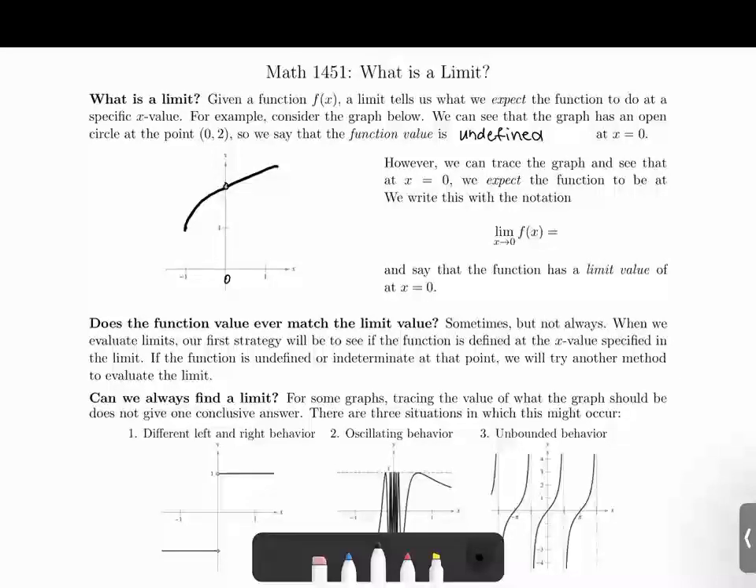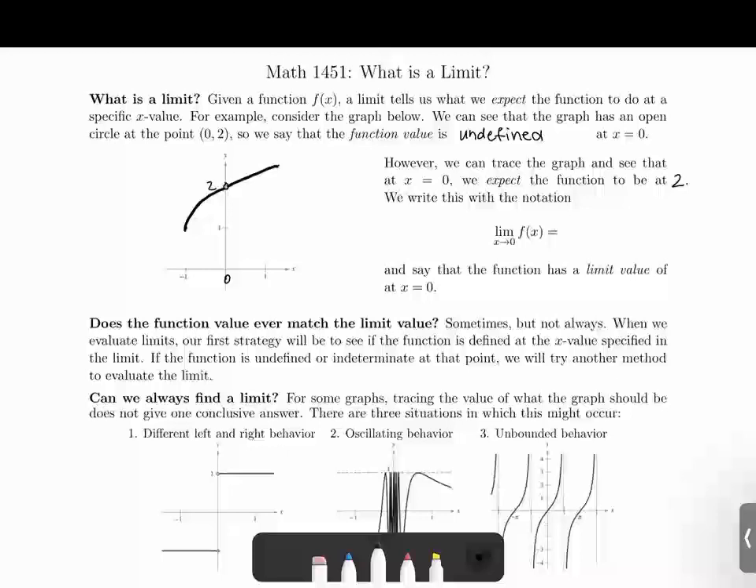However, whenever we trace that graph, we skipped over a certain point. We skipped over the y value of 2, right? This is aligning right at that y value of 2. And that's what we would expect the function to be at whenever we were tracing along and got to that open circle, because we have an open circle at (0, 2). So we expect the function to be at 2, and we're going to call that the limit.